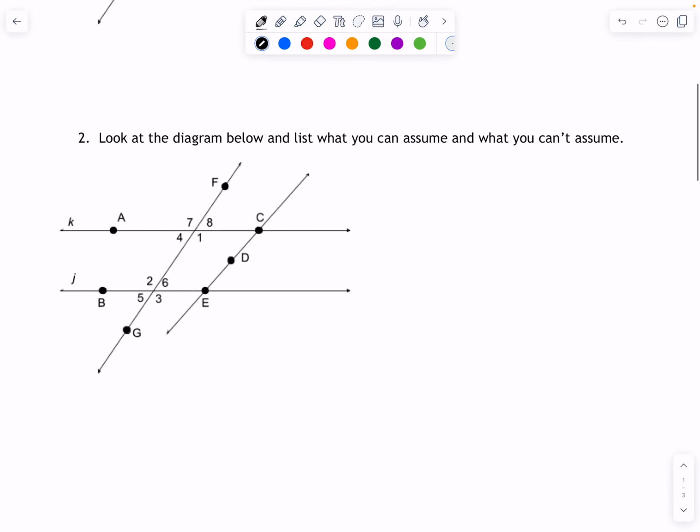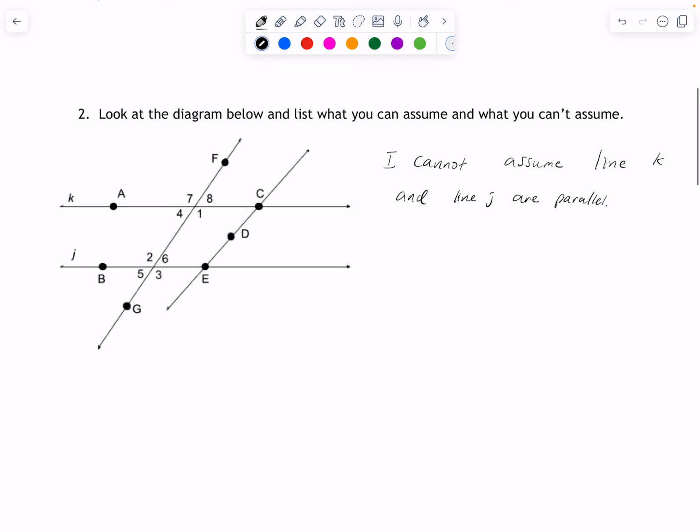Okay, in figure number 2, you'll notice that lines K and J do not have those symbols that say they're parallel. So we cannot assume that line K and line J are parallel. Even though you might say, oh, but they look parallel, you just can't assume it, okay?